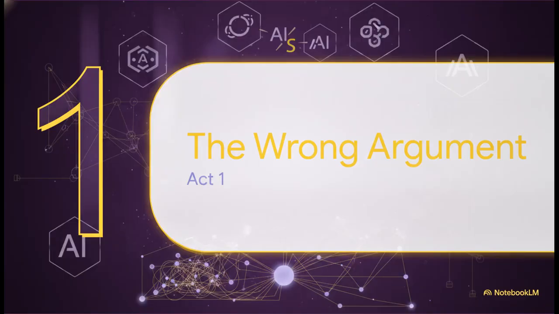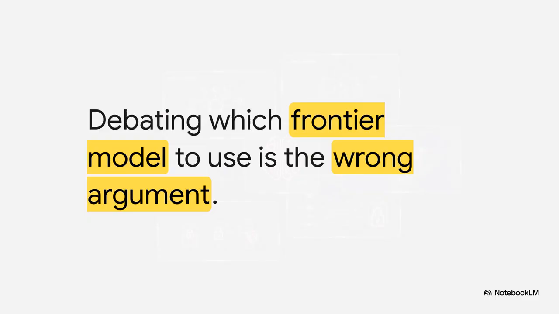Let's start with Act 1, the wrong argument. Right now, literally every technical leader is fiercely debating which frontier AI model they should use. Do we use OpenAI? Do we use Anthropic? Google? Look, that is a massive distraction. It just sucks all the strategic oxygen out of the room. The real question, the one you should be asking, is what your agents are allowed to do without a human in the loop. And almost no team has a clear, written record of that.